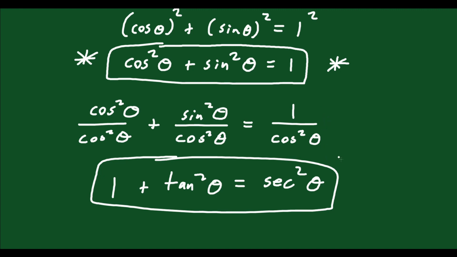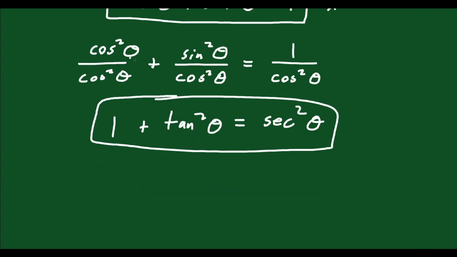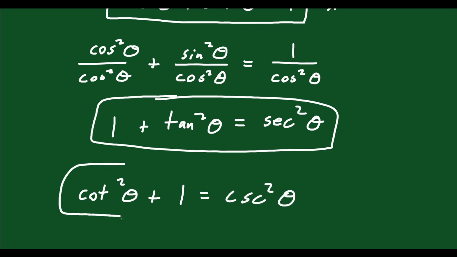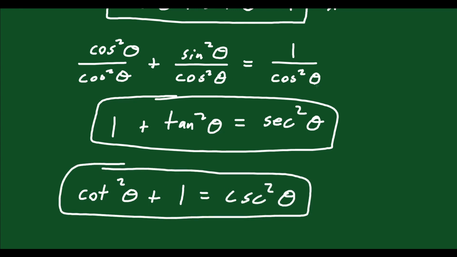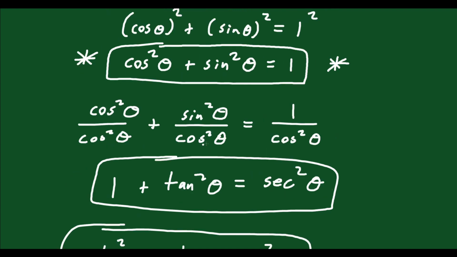You could do the same thing with sine. You could divide all of these by sine squared. If you divide them all by sine squared, you would get cotangent squared theta plus 1 equals cosecant squared theta. I didn't show the work for this one, but if you want to do it on your own, you can do that same process and see if you get the same thing that I got. So these are variations on the Pythagorean identity, but most importantly, remember this primary one up here, the main one. Cos squared plus sine squared equals 1. That's the one I want you to remember.